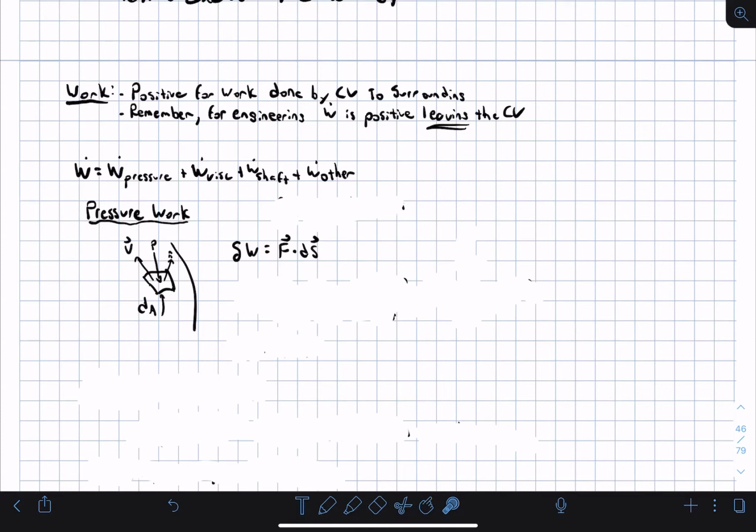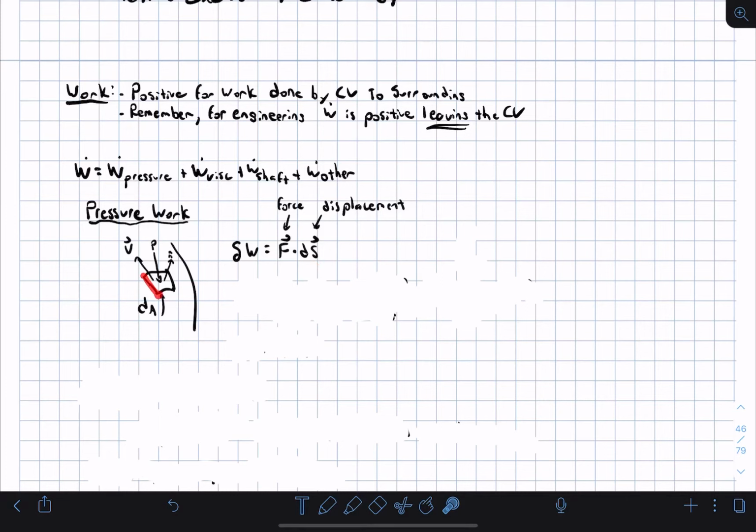Well, work is defined to be delta W. And recall, I'm using delta because work is an inexact differential. And work is defined to be force F dot displacement. And now we don't care about work. What we care about is the rate of work, or W dot. And so eventually we're going to have to take a time derivative of this. Okay? And so work is a force, and ds is a displacement.